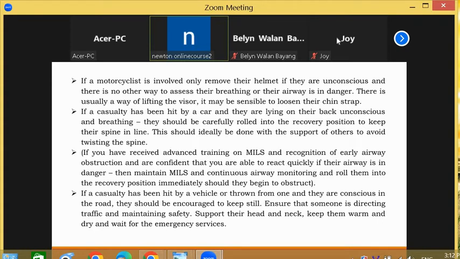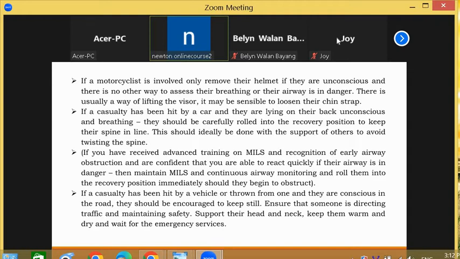If a casualty has been hit by a vehicle or thrown from one, if they are conscious in the road, they should be encouraged to keep still. Ensure that someone is directing traffic and maintaining safety. Support their head and neck, keep them warm and dry, and wait for the emergency service.